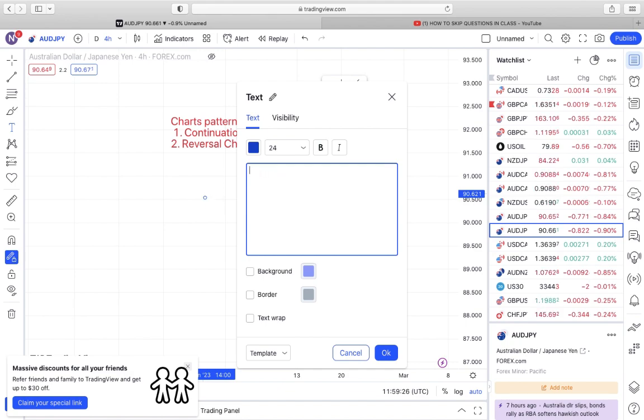If you haven't watched the continuation chart pattern video, go and check the previous video. Today we want to talk about the reversal chart pattern.